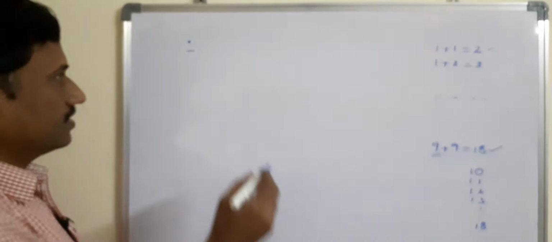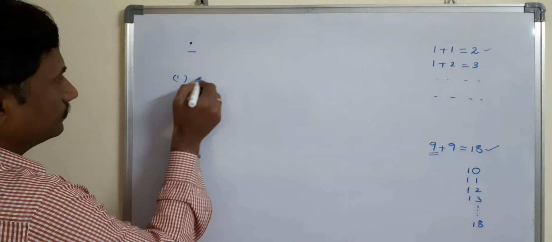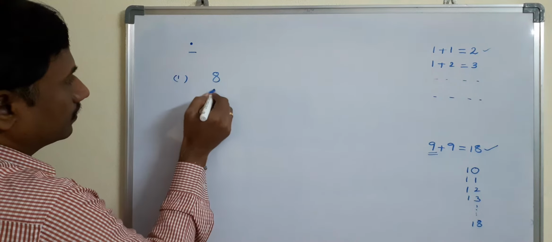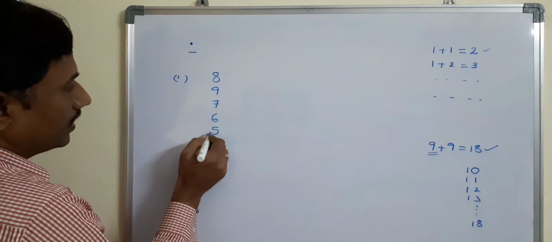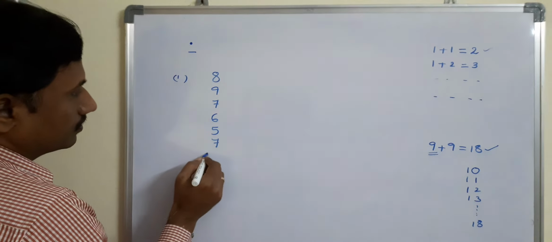See how to do addition in this Vedic maths. This method we call the dot method or bar method. Dot method or bar method. For example, I have to add 8, 9, 7, 6, 5, 7.